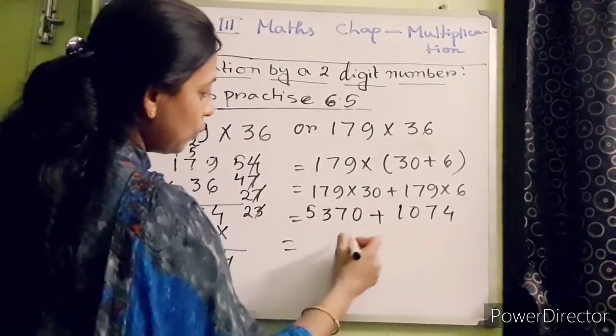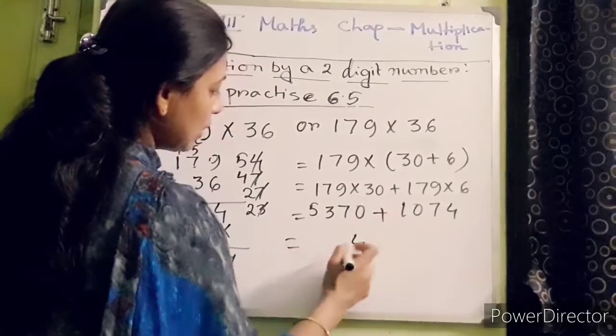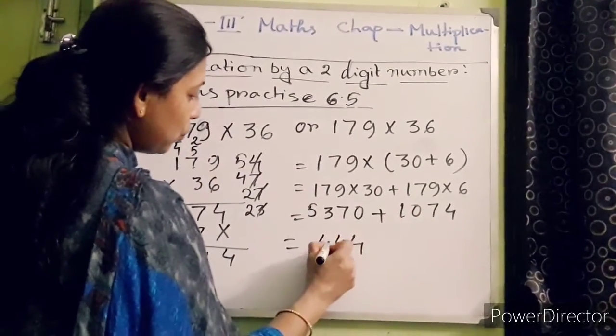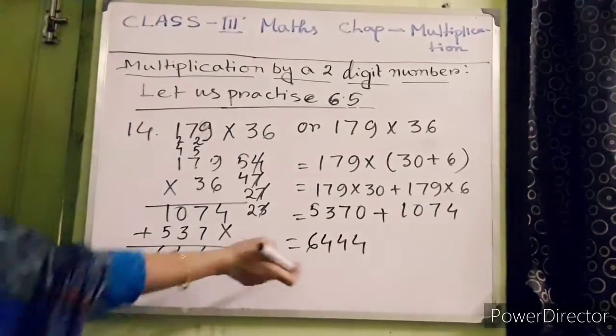Now add these two numbers, 4 plus 0, 4. 7 plus 7, 14. 1 is in your hand. 3 plus 0, 3 plus 1, 4. 5 plus 1, 6. Okay.